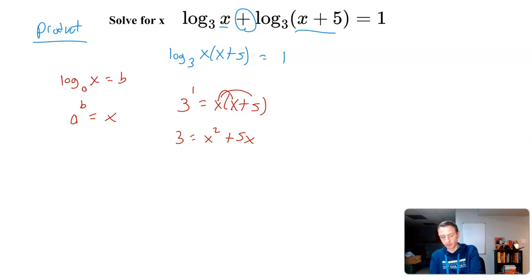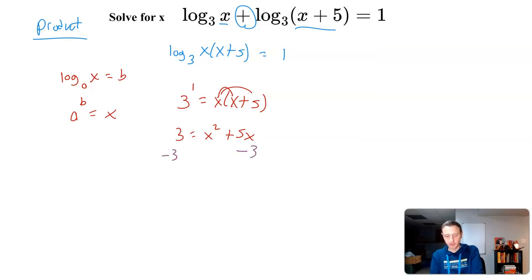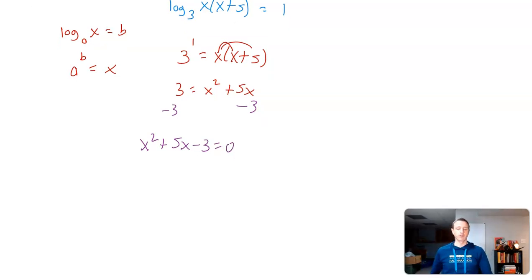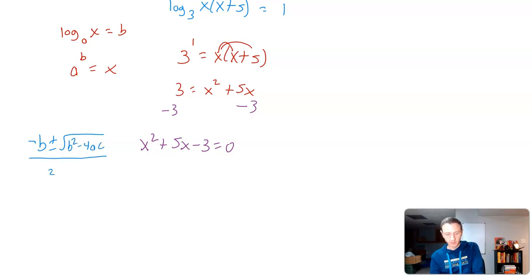And now I want to set this equal to 0, so I'm going to subtract 3 from both sides. I get x squared plus 5x minus 3 equal to 0. Unfortunately, we have a situation now where we can't factor this, so I have to either complete the square or use the quadratic formula. I'm just going to go the route of using the quadratic formula. And the quadratic formula is negative b plus or minus the square root of b squared minus 4ac all over 2a. My a term is 1, my b term is 5, and my c term is negative 3.